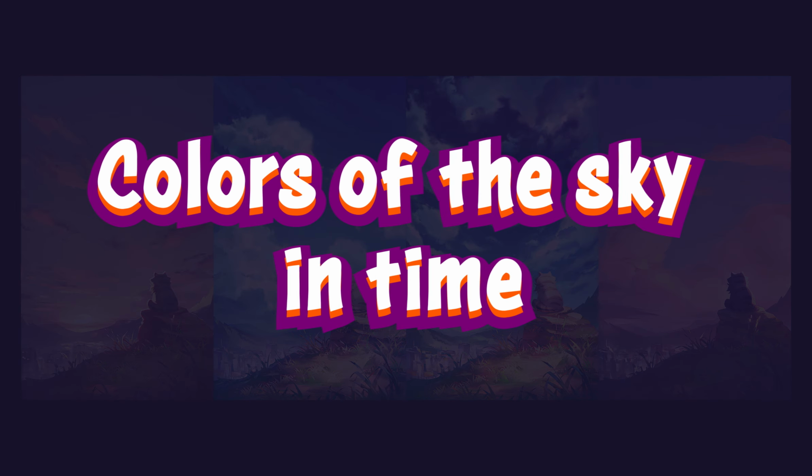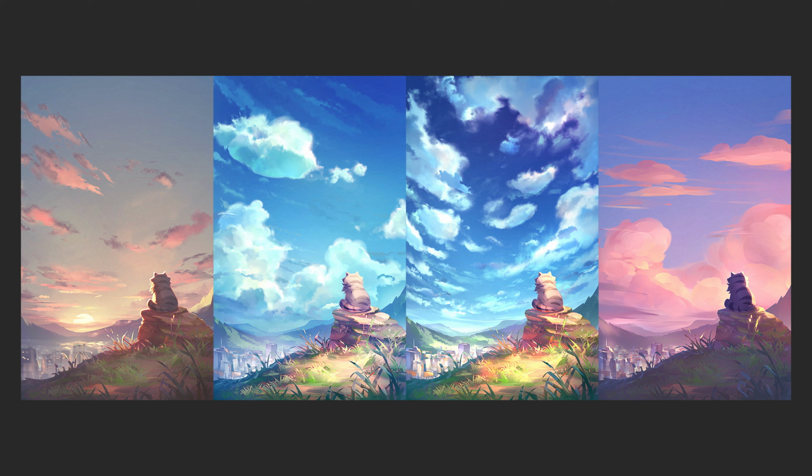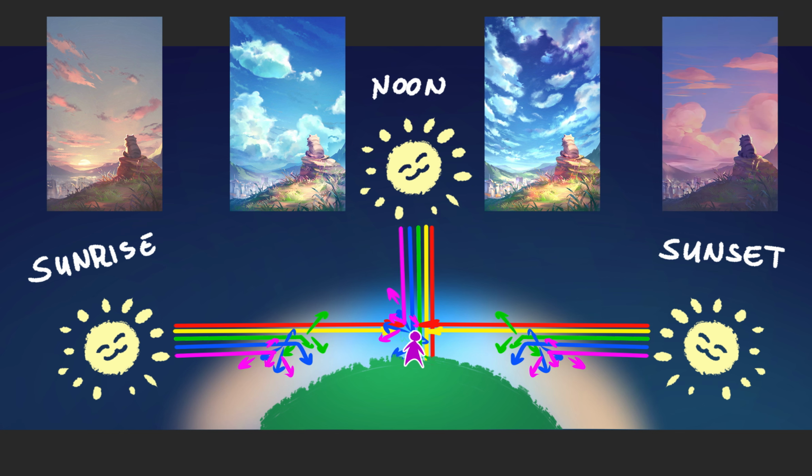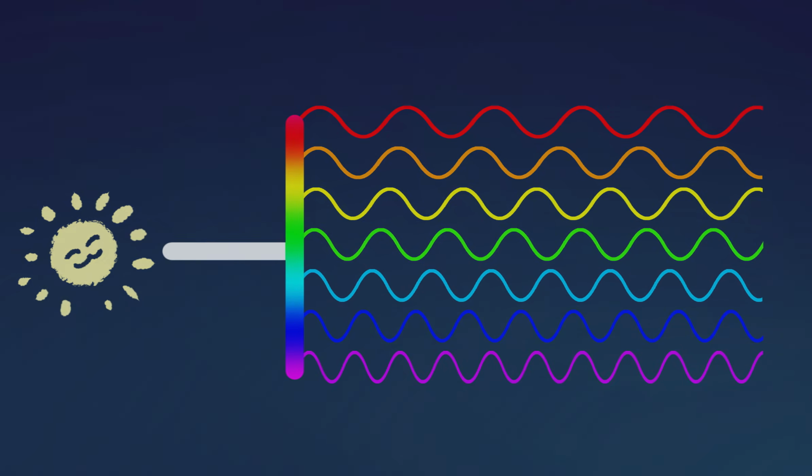Colors of the sky in time. Let's take a look at how the colors of the sky change in time. During the day cycle, the sun rays have to travel different distances through the atmosphere, which affects the colors we see. As you know, the light is made up of colors of the rainbow, with red having the longest wavelength while blue and violet the shortest.